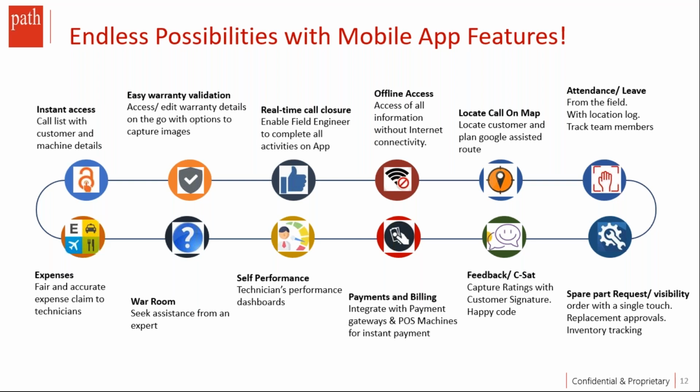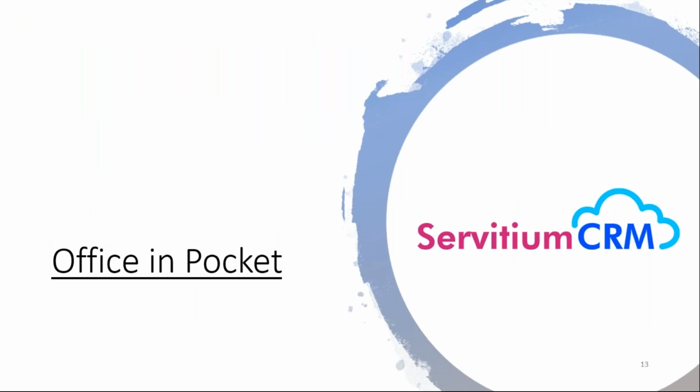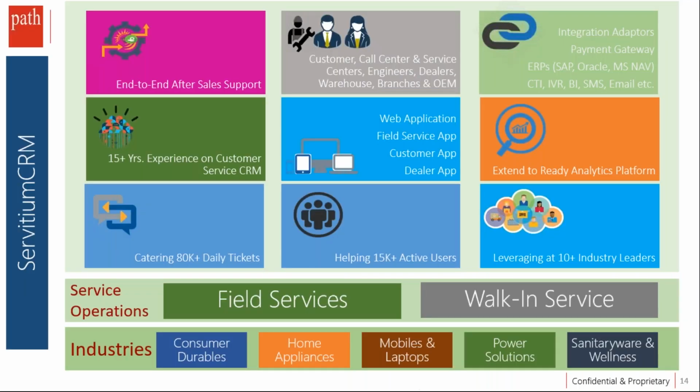But this is not all, because if you talk about a new product, I would talk here about a product from Path Infotech, which is Servitium CRM, which we call an office in pocket. It has all the features actually required by the field technician to complete job operations more effectively and in an optimal way. I'll quickly tell you more in detail about Servitium CRM.